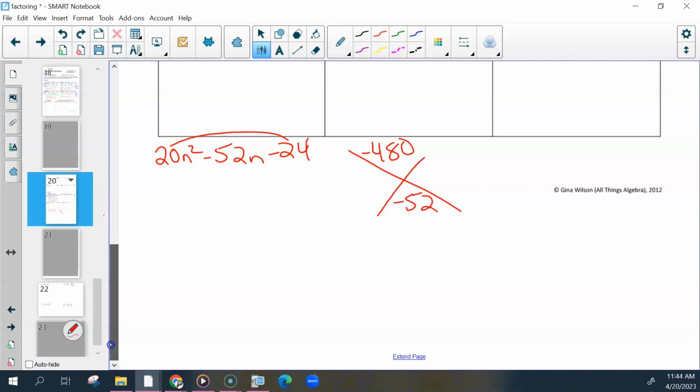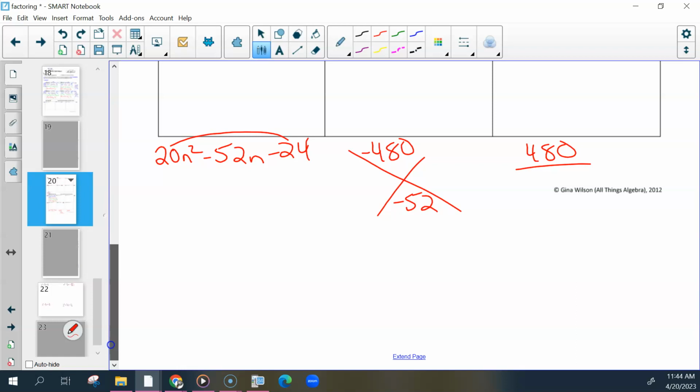Now we're looking for factors of negative 480 that add or subtract to be 52. The numbers are really big. That should tell you that I probably could have taken out a GCF, but you can still do it this way. So if you're thinking of factors of 480, I don't know them off the top of my head except for they can be divided by 2 because it ends in a 0. I would say look for the obvious things. It ends in a 0, so maybe 5 or 10 or 20 would work.